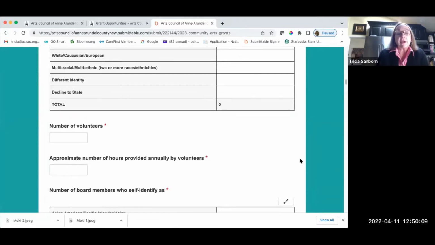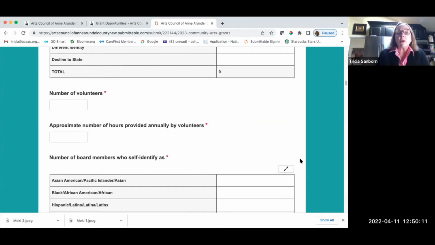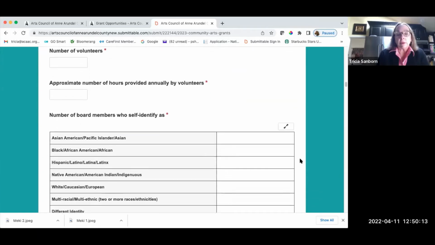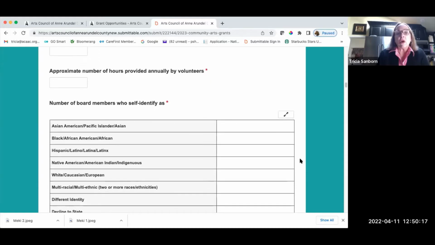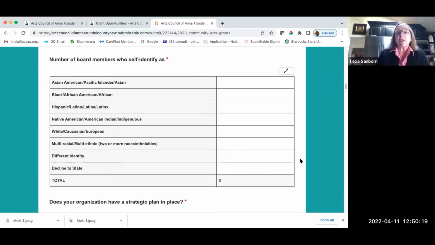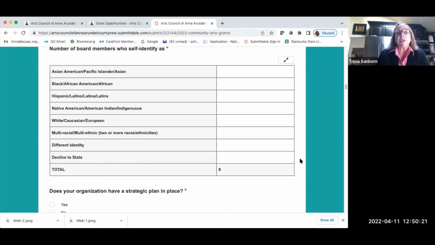Then we get down into volunteers, number of volunteer hours, board members. We're going to ask for a list later, but right here, all we're asking for is demographics by number of board members that self-identify as white, Caucasian, European, Black, African, African-American, etc.